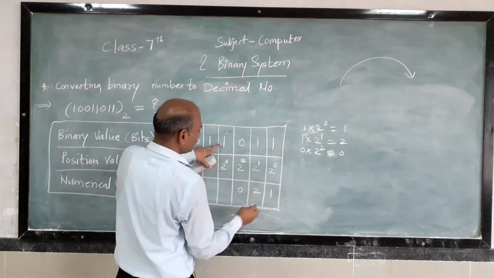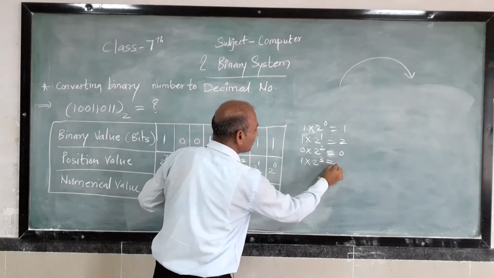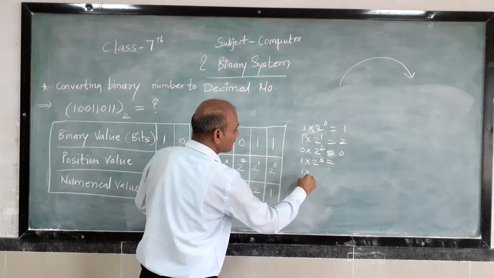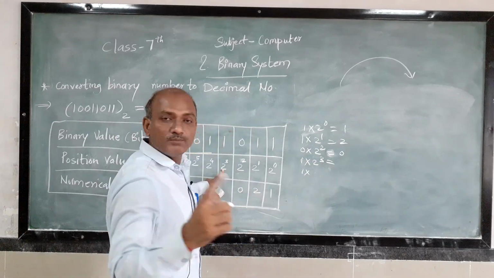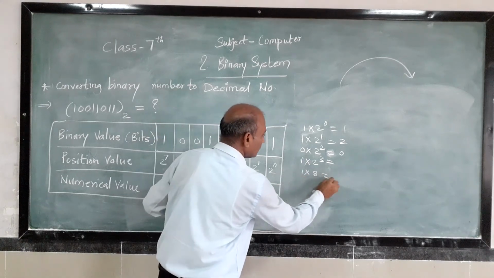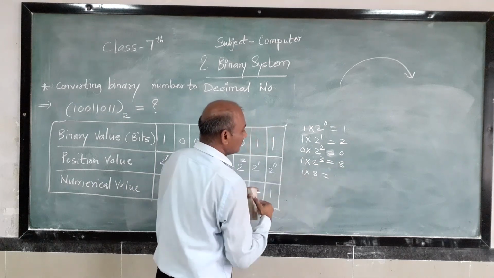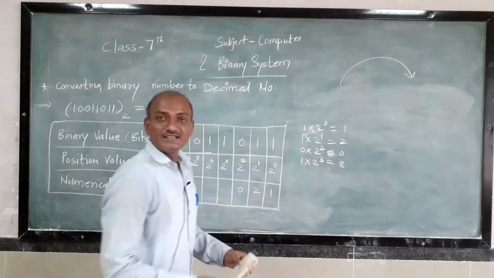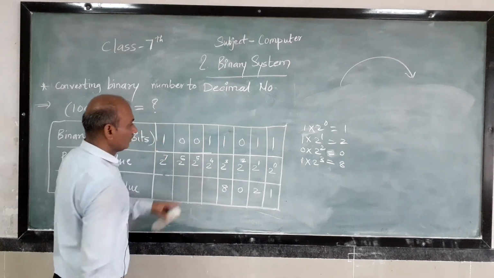Now this one: 1 into 2 raised to 3. How much comes? 2 raised to 3, we know that 2 into 2 is 4, 4 into 2 is 8. 8 into 1 is 8, which means 2 raised to 3 is 8. What is the answer? 8. You write here 8. Okay.